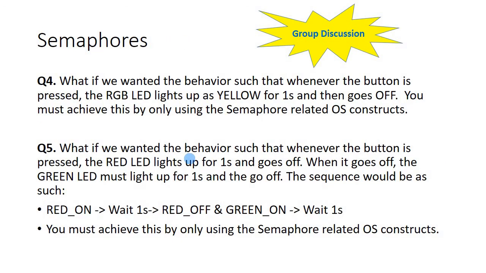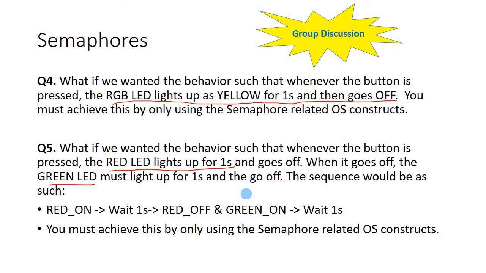Now, for question 4 and question 5, we are trying to change the behavior a bit. For question 4, what we want is that whenever the button is pressed, the RGB LED lights up as yellow for 1 second and then goes off. That is the first objective. For question 5, whenever the button is pressed, the red LED lights up first, and after it goes off, the green LED must light up. There is no overlap in this situation, but one button must trigger the red, and after the red finishes, it triggers the green. That is the objective.